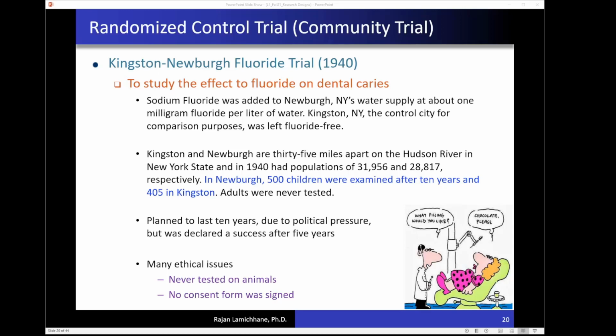Then 500 children from Newburgh and 405 children from Kingston had their teeth examined, and it was found that this sodium fluoride was very healthy or good for dental hygiene.